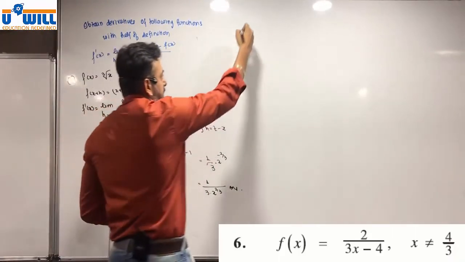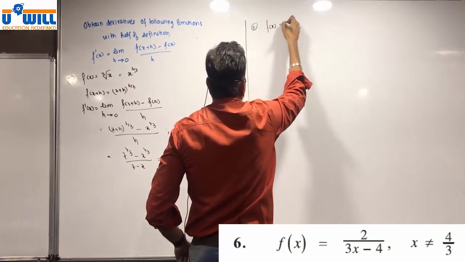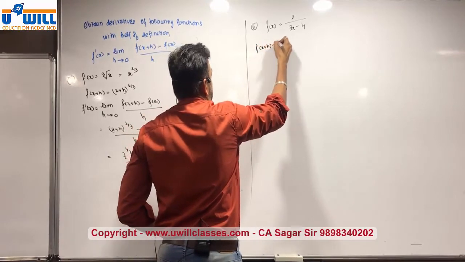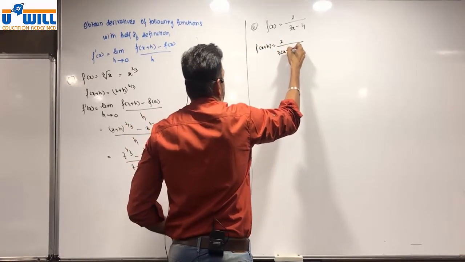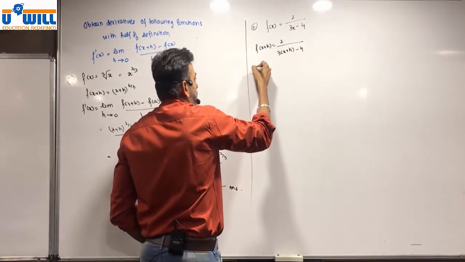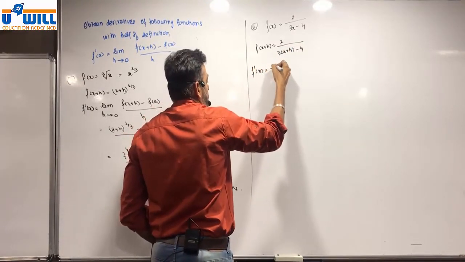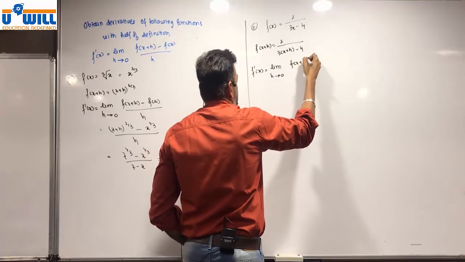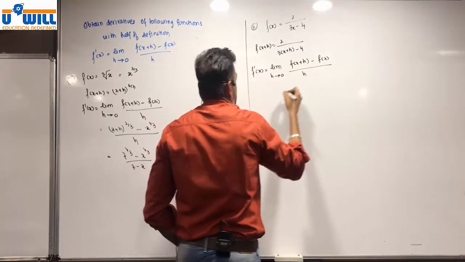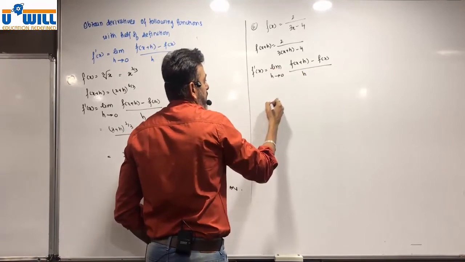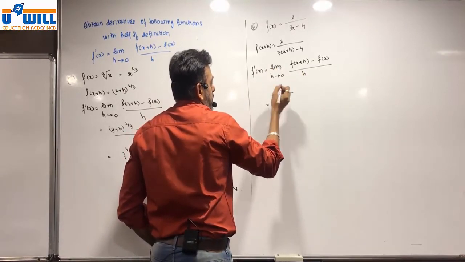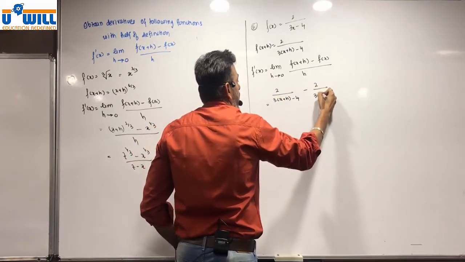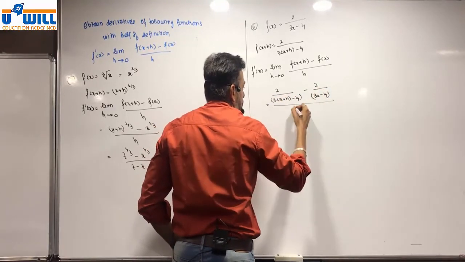Okay, next one. Sixth, function of x is equal to 2 upon 3x minus 4. Function of x plus h is equal to 2 upon 3(x plus h) minus 4. So derivative of function of x is equal to limit h tends to 0, function of x plus h minus function of x upon h, which is equal to, ध्यान देना please, 2 upon 3(x plus h) minus 4 minus 2 upon 3x minus 4. We write it in bracket upon h.